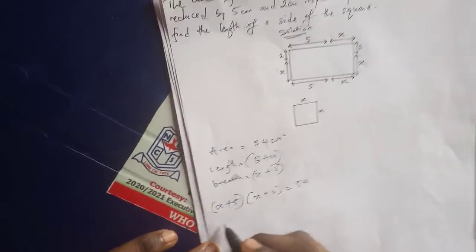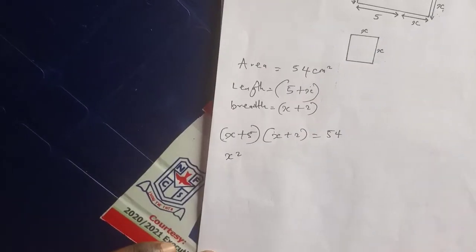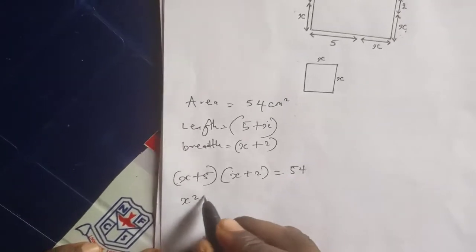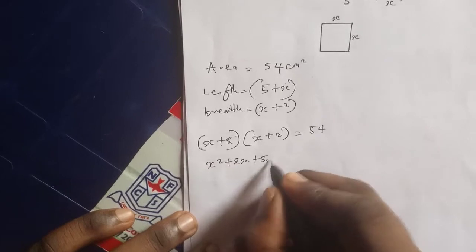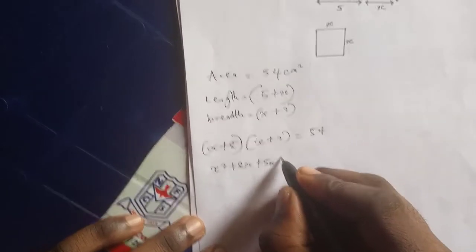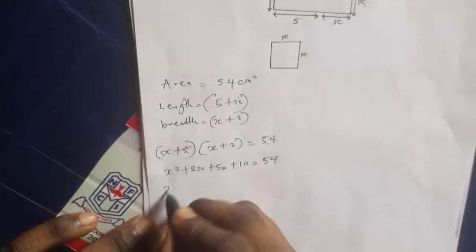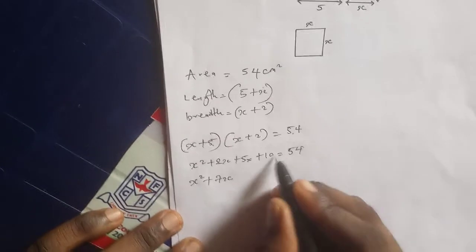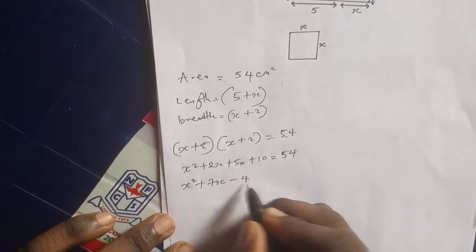So expanding this, I will have x squared, then x multiplied by this, I will have 2x. Here I will have 5x plus 10 equal to 54. This leaves me with x squared plus 7x. Bringing 54 over here, I'll have negative 44.